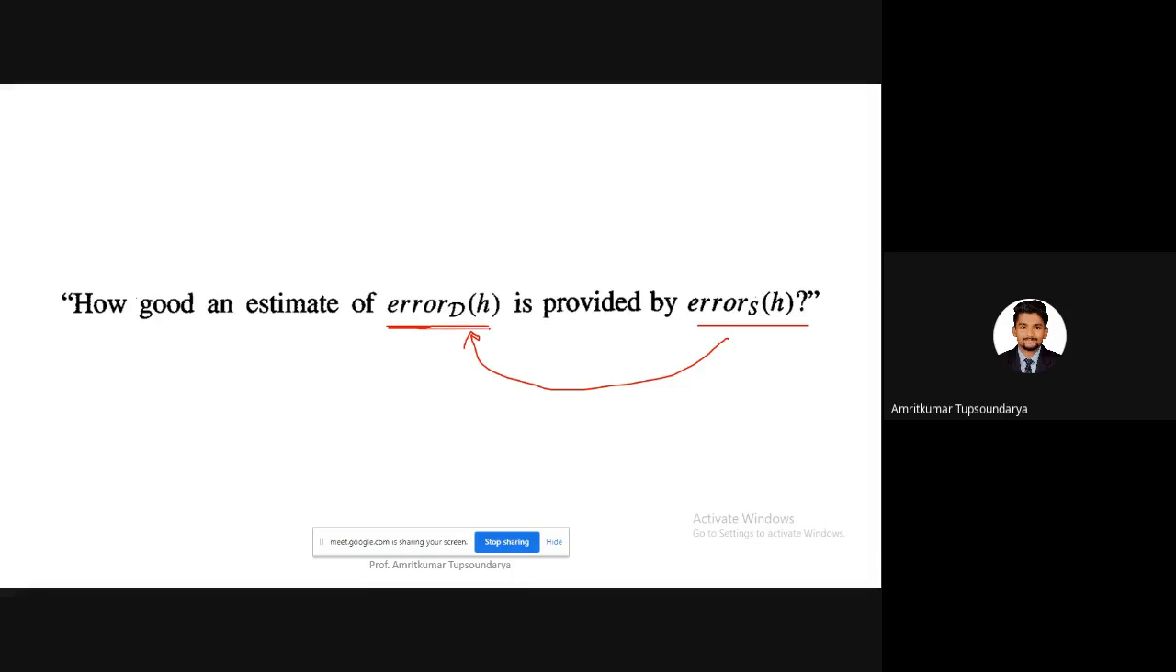Because the true error is something that we are more interested in. We are trying to reduce this true error as much as possible. For that, we need to have a good, fairly good sample error.